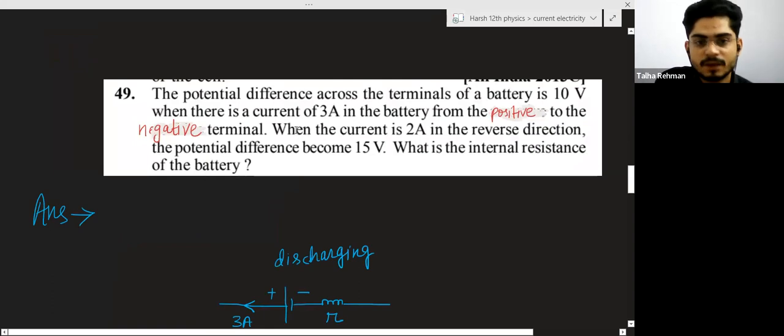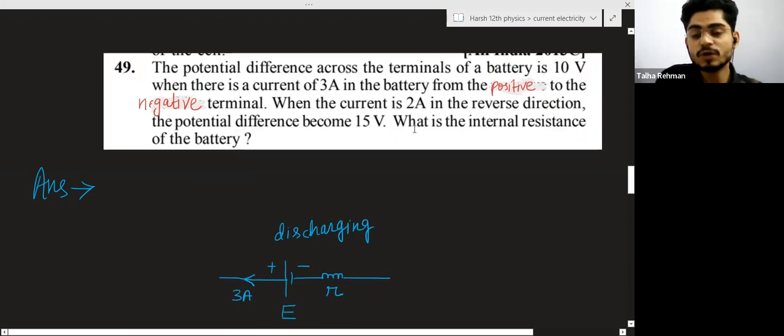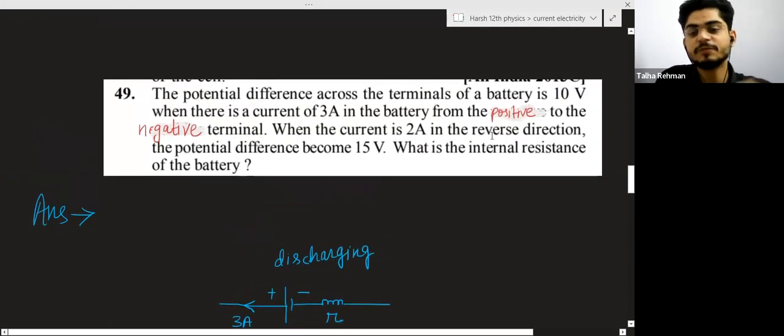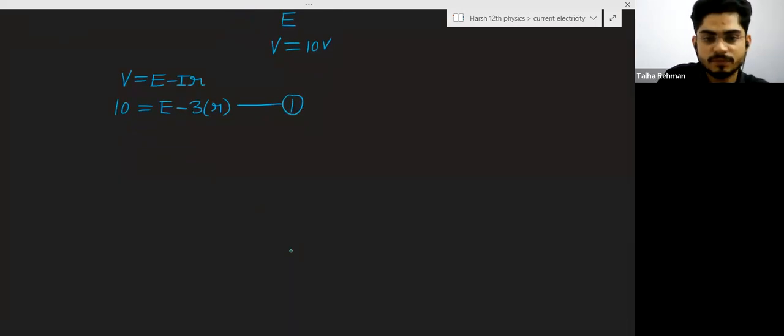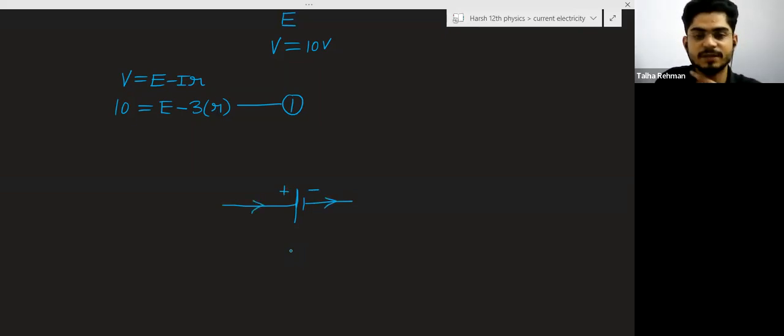And they are saying after that when the current is 2 ampere in the reverse direction. Reverse direction means this time here the current is from negative to positive. This is the battery we have, this is the positive terminal, this is the negative. Current is like this. So this is the charging condition.